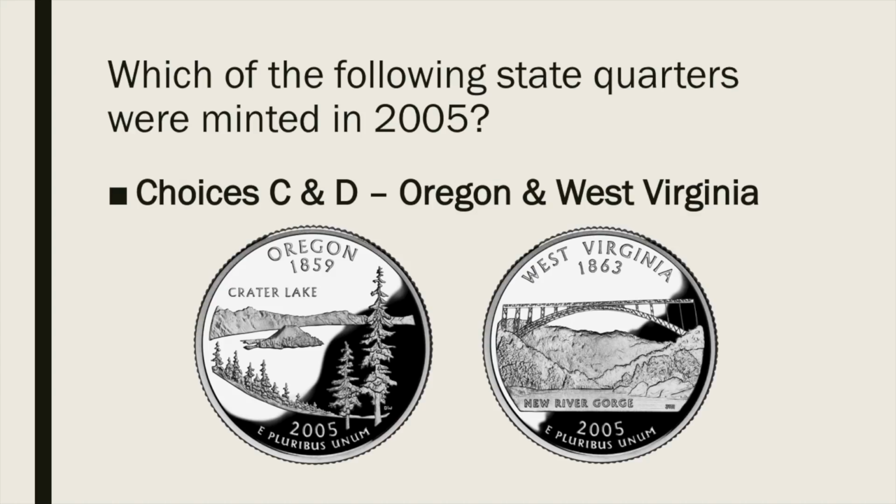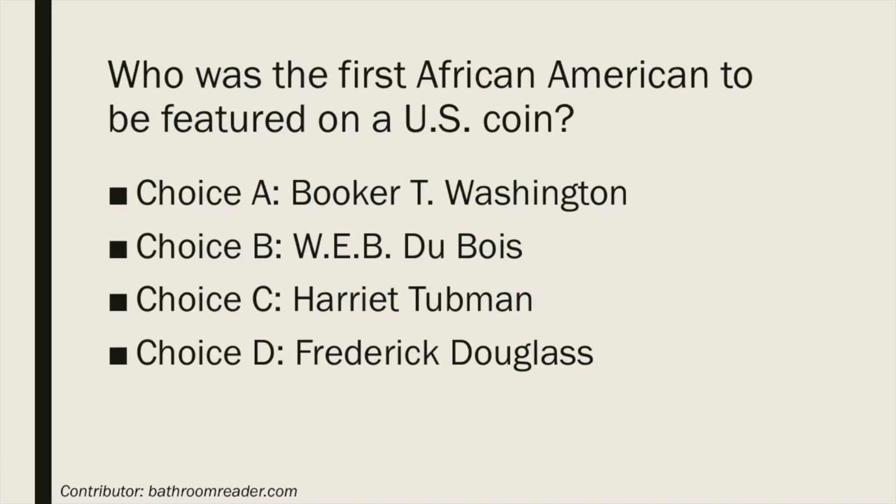And the answer is choices C and D. So both Oregon and West Virginia are 2005. I think the other ones are 2002 and 2003, something like that. But now I'm going to move on to question 4. We have, who was the first African American to be featured on a U.S. coin?